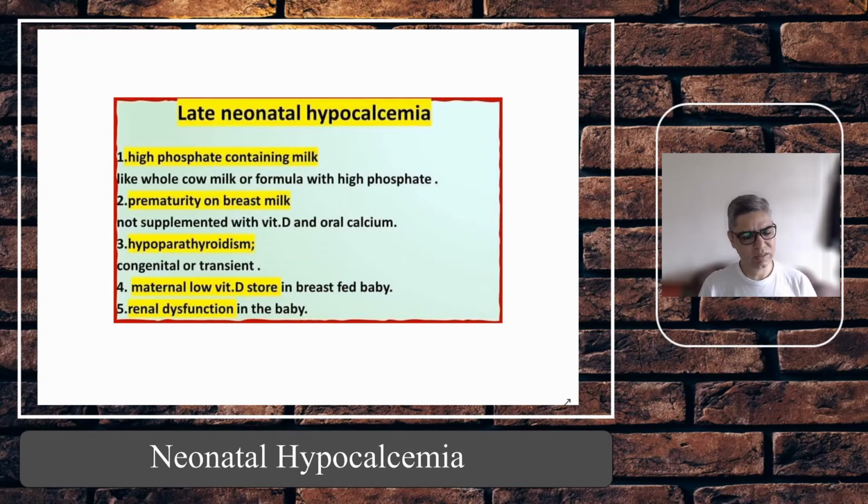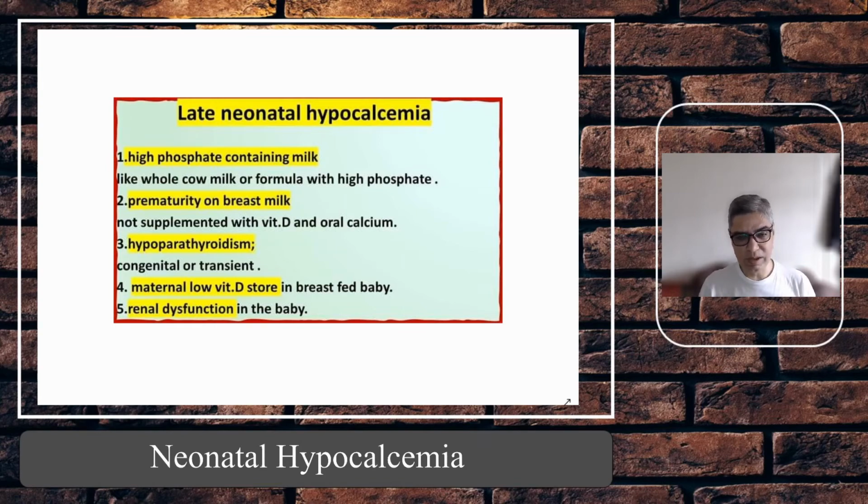But nevertheless, if it is absent right from the beginning in the form of congenital, or there is some problem in the parathyroid glands leading to transient hypoparathyroidism, then it can manifest as late onset neonatal hypocalcemia. It can also occur because of the low maternal vitamin D stores.